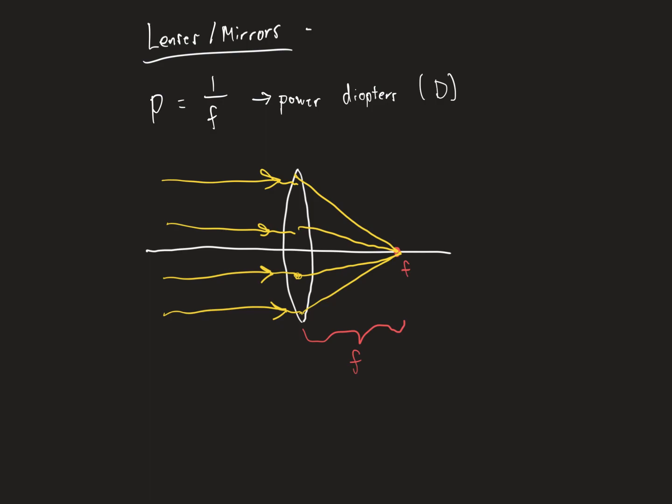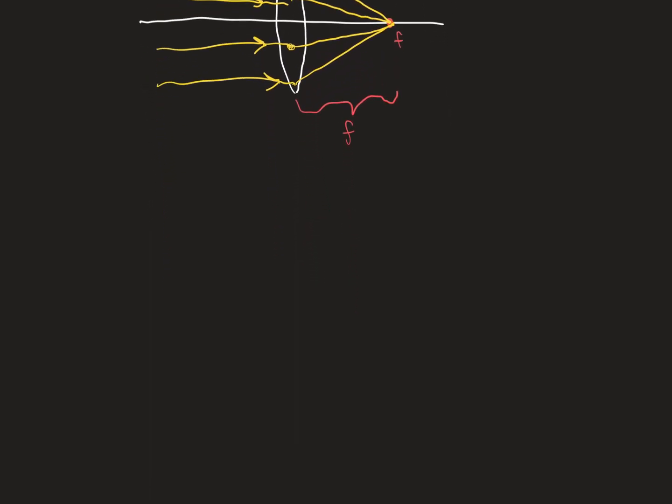Works for lenses, works for mirrors. And what we usually want to do with this is we want to draw diagrams that let us take an object, stick it in front of a lens, and figure out where the image of that object is going to be. So we draw this central line.